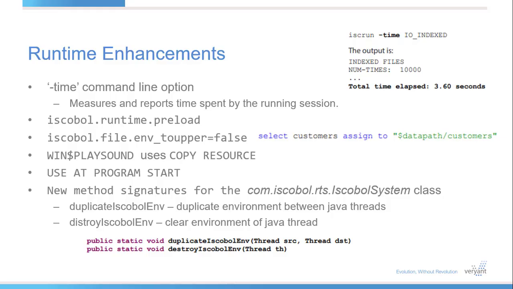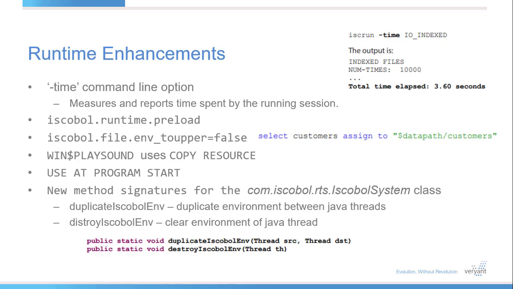You can now include your sound file in your class with copy resource and access it with $Play_Sound, so you don't have to distribute a separate physical file with your application. The use at program start declaratives have been enhanced by supporting the linkage parameters and library routines. The statement is useful to provide startup code that will be executed only once when the program is instantiated.